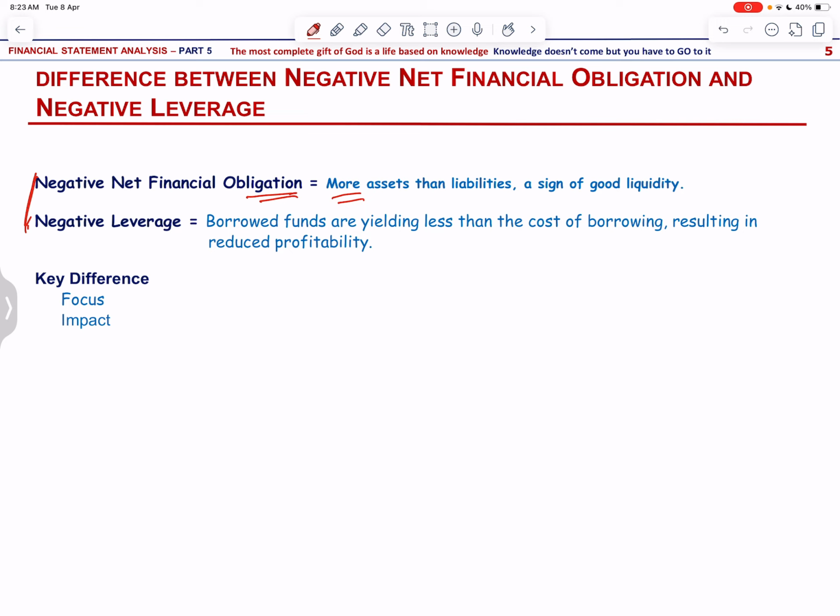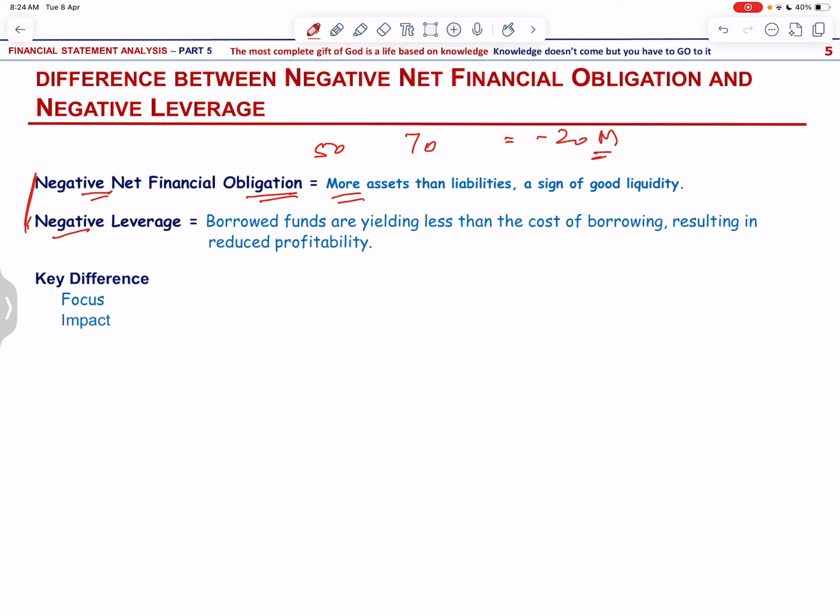A negative net financial obligation implies that the company's financial obligations are outweighed by its assets like cash and marketable securities, so it could theoretically pay off its liabilities with its liquid assets and still have money left over. For example, if a company has 50 million in debt but 70 million in cash or liquid assets, its net financial obligation would be negative 20 million.